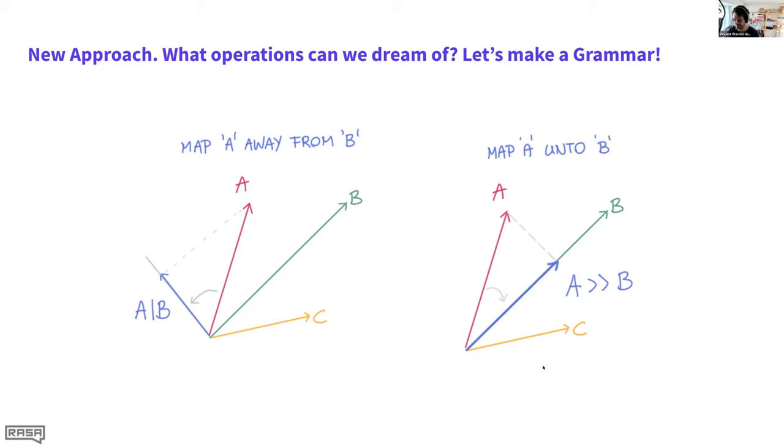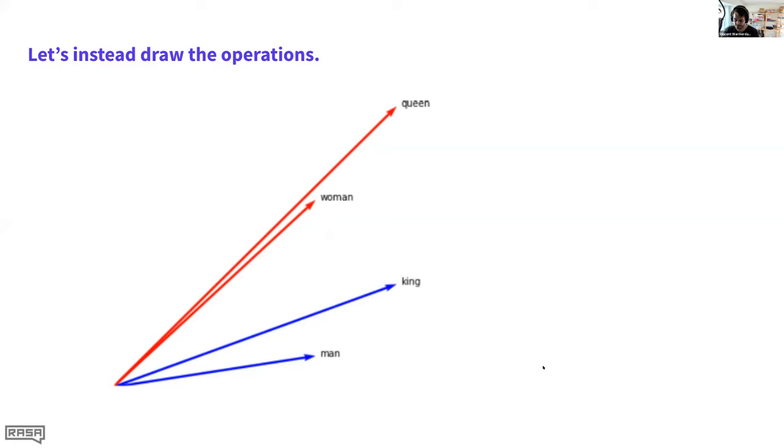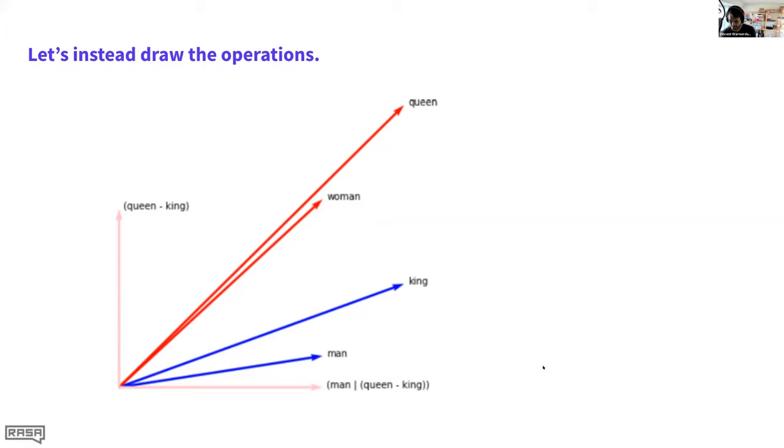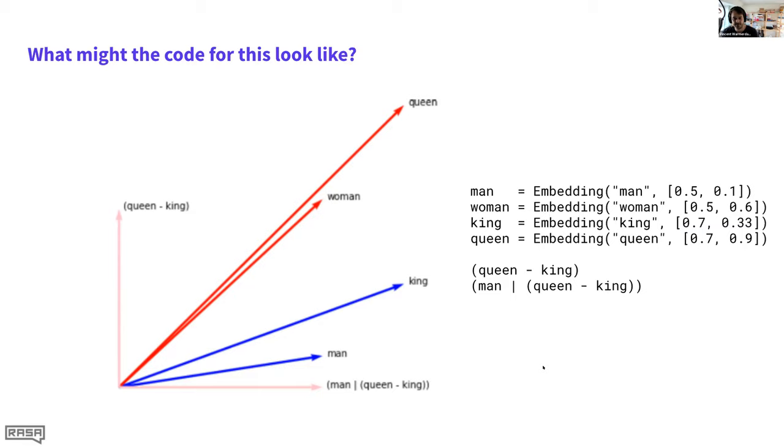And this is a matplotlib plot that comes out of the package. But you can totally have embeddings plotted that way. So I can show you what queen minus king looks like. And I can also show you what man projected away from queen minus king might look like. And if you start thinking about, hey, these are fun operations to have, then you can overload some operators. And then Python is kind of a nice language to go ahead and implement this in.